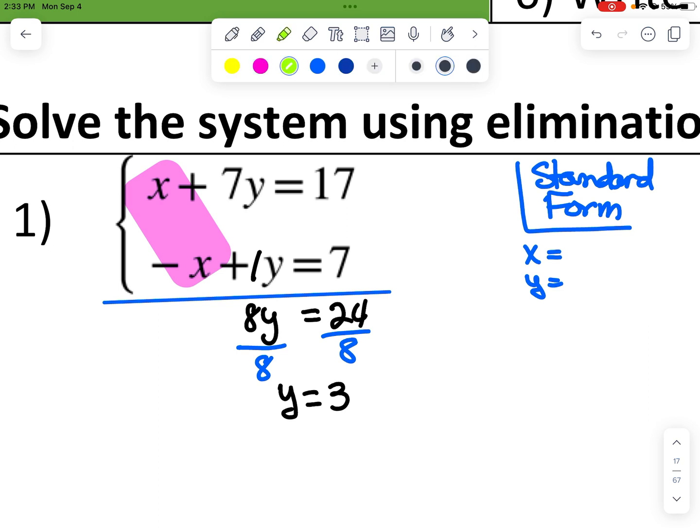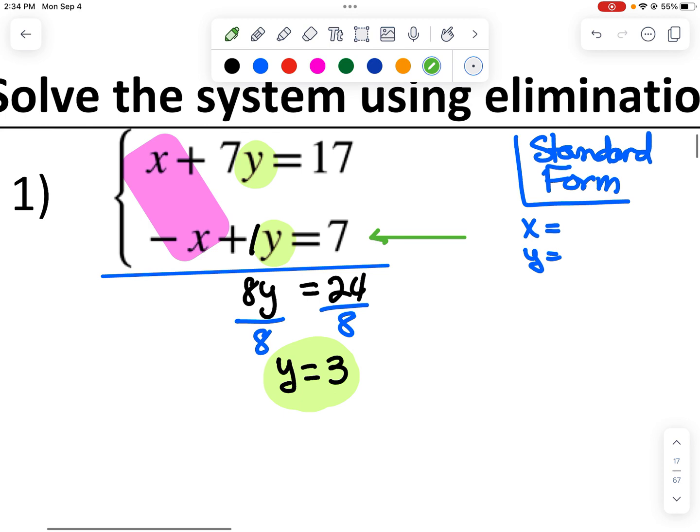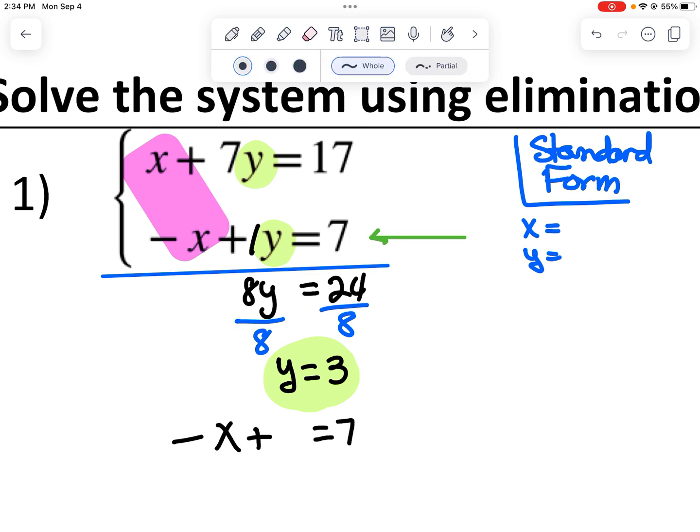Now that I know what y is, I can take the value of y and I can put it here or I can put it here. It doesn't matter where I put it. It's whichever one you like, whichever one you think will be easiest. I think for this particular problem, I'm going to put it in this equation right here. No specific reason why. Haha, no pun intended. So I have negative x plus y equals 7. I'm going to remove the y and replace it with its value of 3. So all I did there, friends, was I take and put it right there.